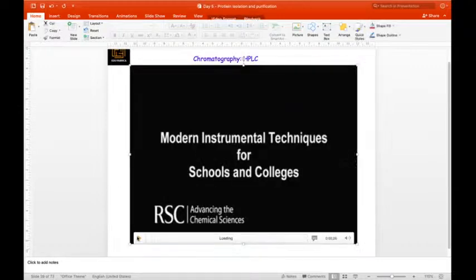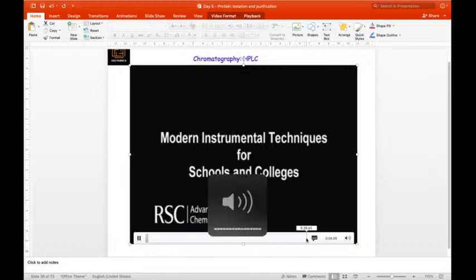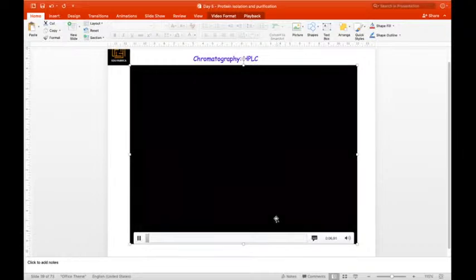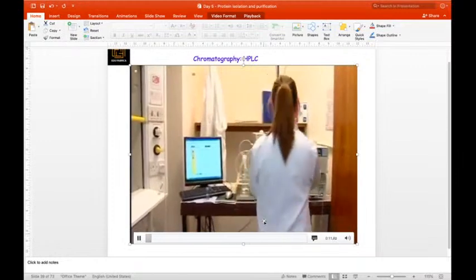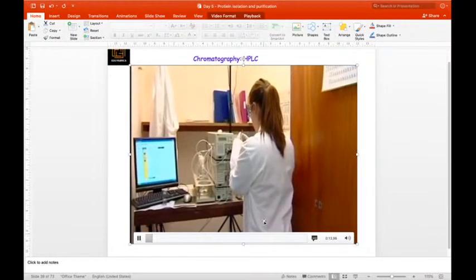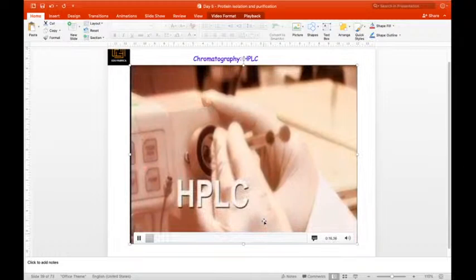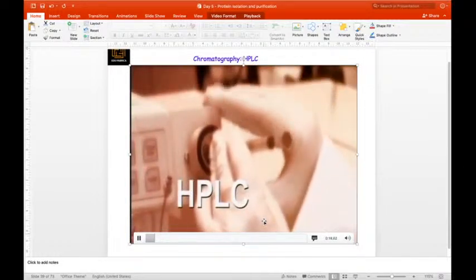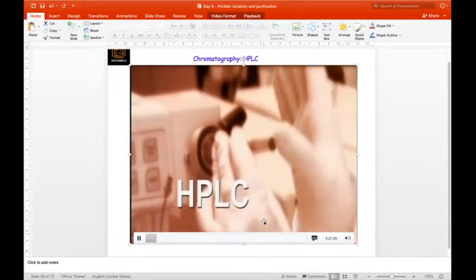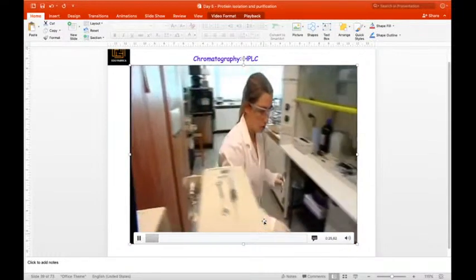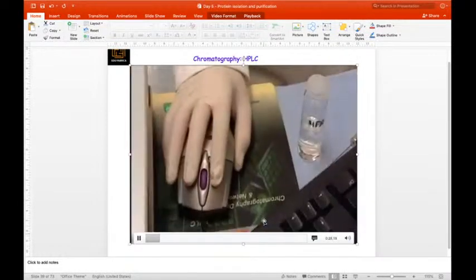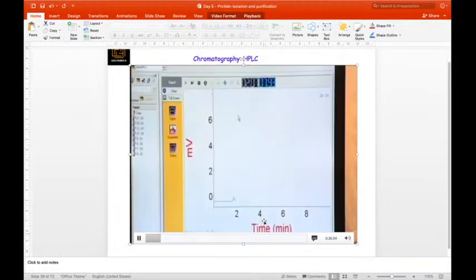So I will just start this one. HPLC stands for High Performance Liquid Chromatography, but could equally well stand for High Pressure Liquid Chromatography. It is used for separating mixtures, either to analyze the mixture or to separate a required product from others in a reaction mixture. It can also be used to find the relative amounts of different components in a mixture.